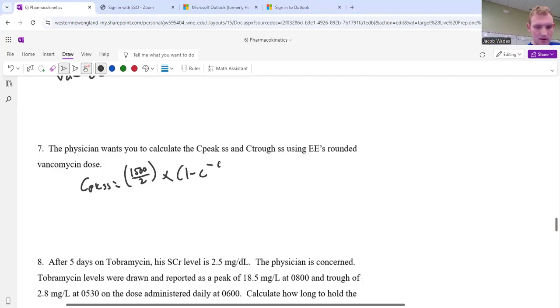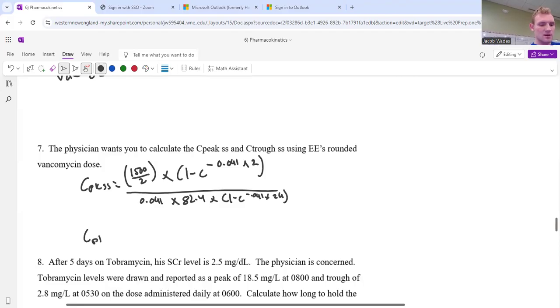0.041 times the time of infusion, which is 2, over KE, which is 0.041, times VD, which is 82.4, times 1 minus e to the negative 0.041 times tau, which is 24. C peak steady state equals? Let me know what you guys get.